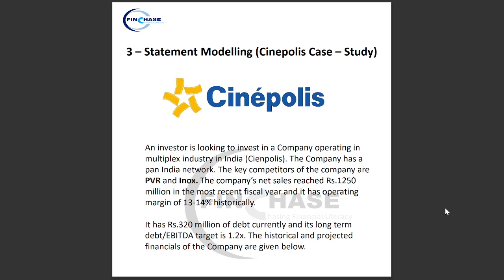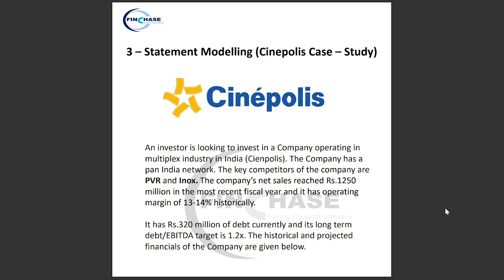First of all, we can see like there's a logo of the Cinepolis. We know like Cinepolis is a well-known company and it is in a multiplex industry, or I will say it is a cinema operating company where it is showing all the movies and all, right? So in the heading it is written like three statement modeling Cinepolis case study. It means like we need to build the three statement, or we need to project three statement like balance sheet, income statement, cash flow statement for the Cinepolis for the future years on the basis of information given to us in the case study. All right. So let's start doing an analysis of the case study.